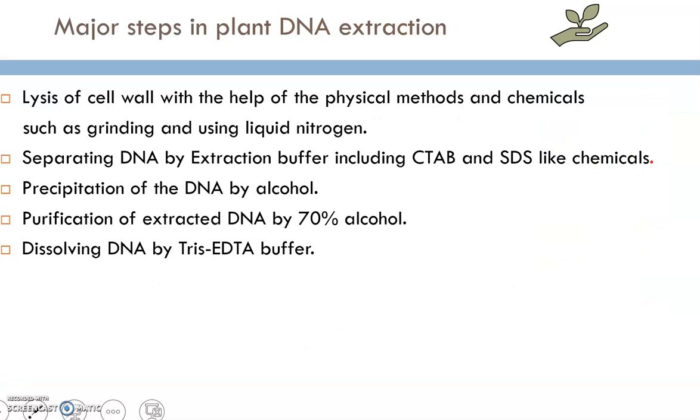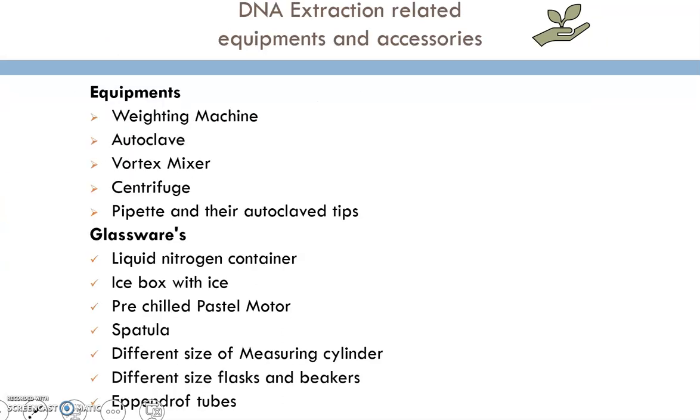So, the major steps in plant DNA extraction are lysis of the cell wall with the help of physical methods and chemicals such as grinding and using liquid nitrogen, separating DNA by extraction buffer including CTAB and SDS-like chemicals, precipitation of DNA by alcohol, purification of extracted DNA by 70% alcohol, and dissolving DNA in TE buffer. Now we will talk about the equipment.